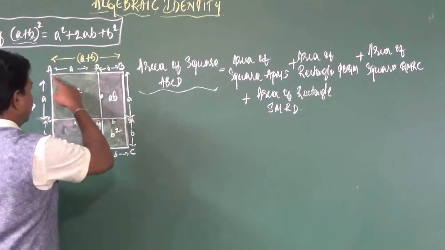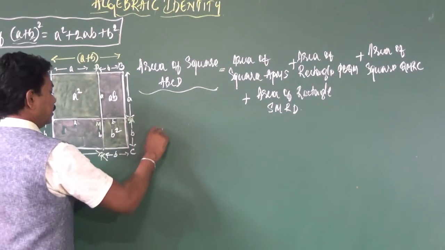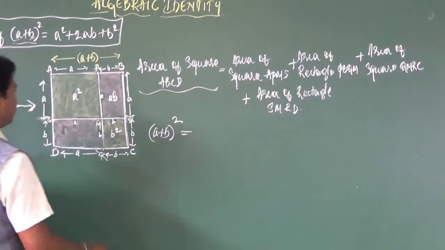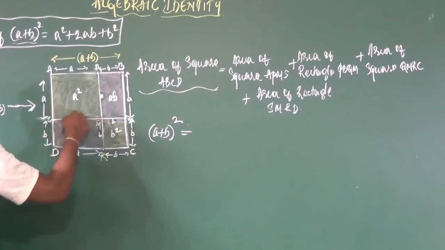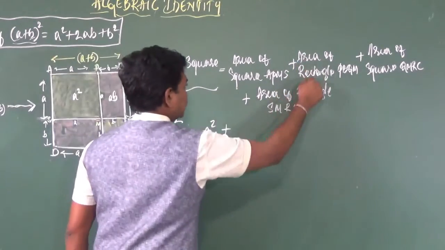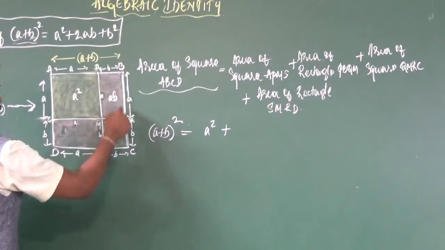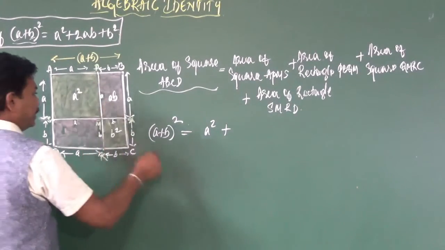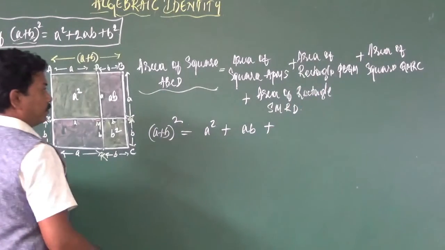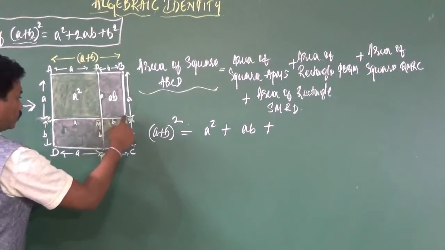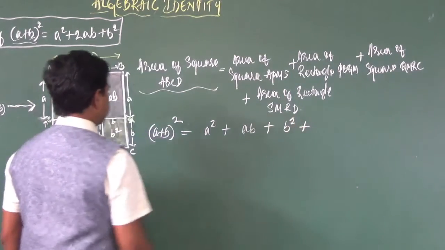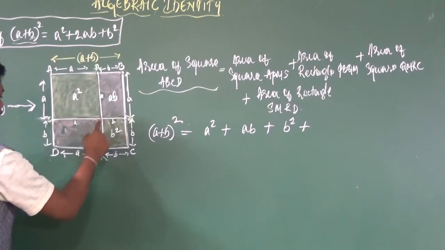So that becomes (A plus B) into (A plus B), which can be written as (A plus B) whole square, equal to, let us take the area of square APMS. APMS square area is A square, that is A square, plus, next, the area of rectangle PBQM. The area of this rectangle is AB, that is AB, plus the area of square QMRC, that is B square. So it is B square, plus the area of this rectangle SMRD.